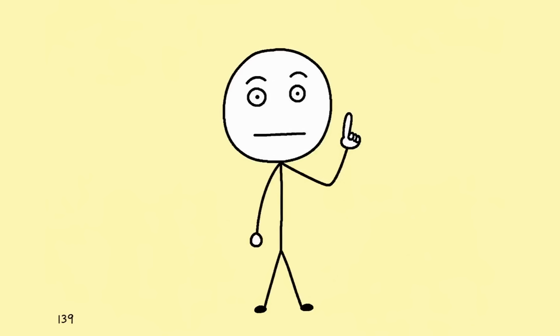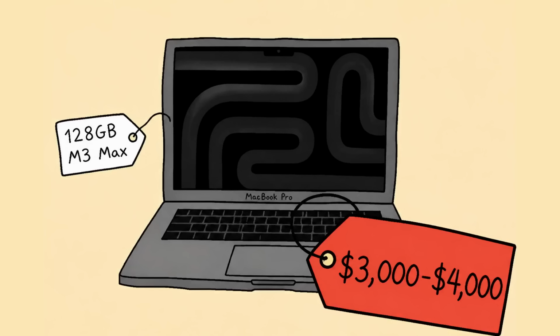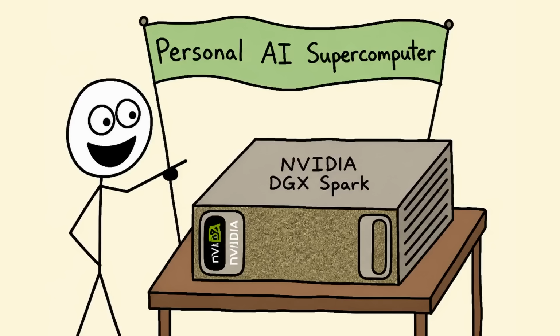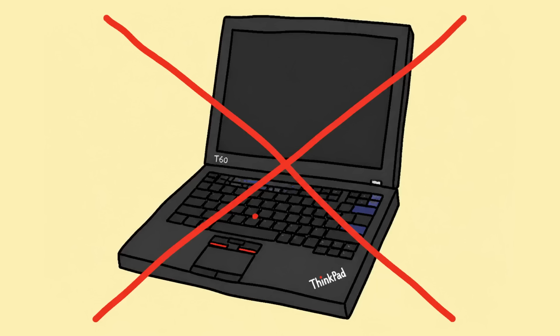Now, okay, the honest part, because the framing oversells in a couple places. First, the hardware. Yeah, it runs on a laptop, but a 128 gig MacBook Pro M3 Max is a $3,000 to $4,000 machine. And the DGX Spark? That's a premium box NVIDIA markets as a personal AI supercomputer. So the democratization's real, but there's a price floor, and it sits well above what most developers have on their desk. This isn't running on your old ThinkPad, you know?